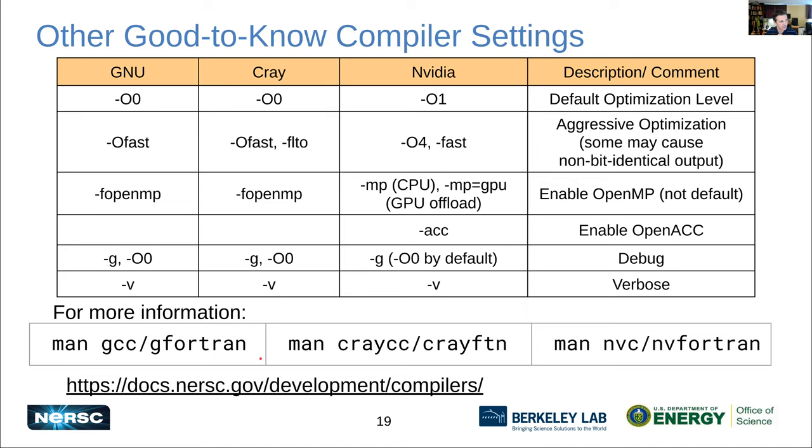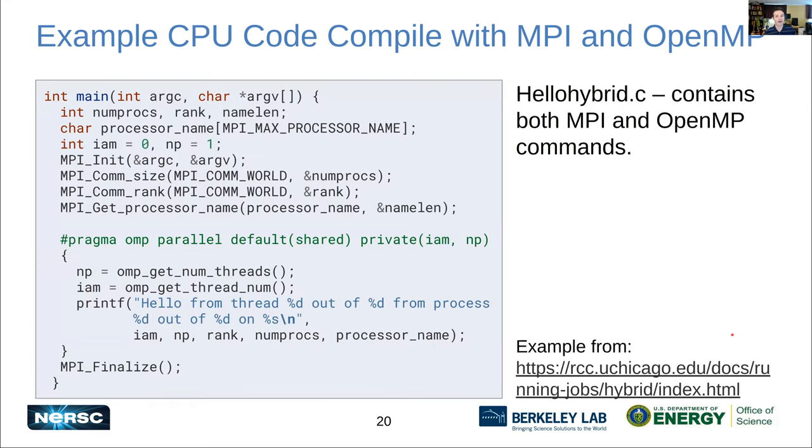For more information on compilers, I think the source of truth is the man pages. So I leave those commands here for you to find out if you want to deep dive and find out what a specific option does or what you need. This is where I would go to read about them. In the next few slides, I have a few examples, just like a hello world code, which basically says hello from each thread. And I'm going to show you how to compile these things and make them work on Perlmutter.